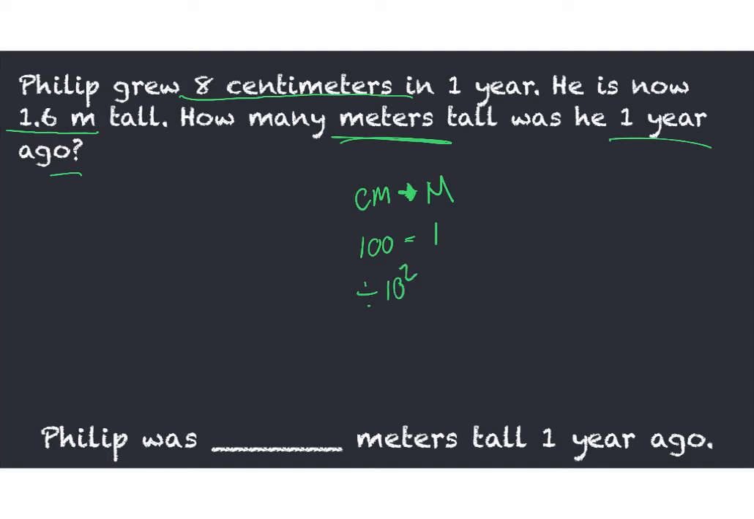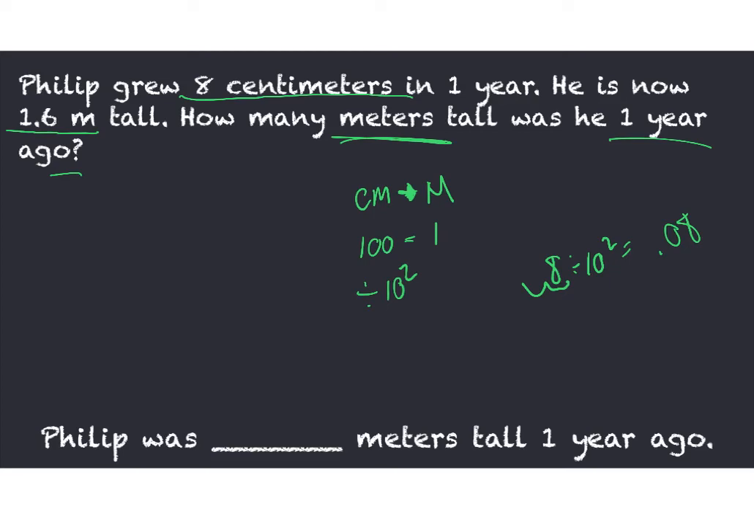So if I have 8 centimeters, and I divide that by 10 to the power of 2, think about this. My decimal is going to be right here, and I'm going to move it 2 places. So my answer is going to be 0.08, or 8/100ths of a meter.